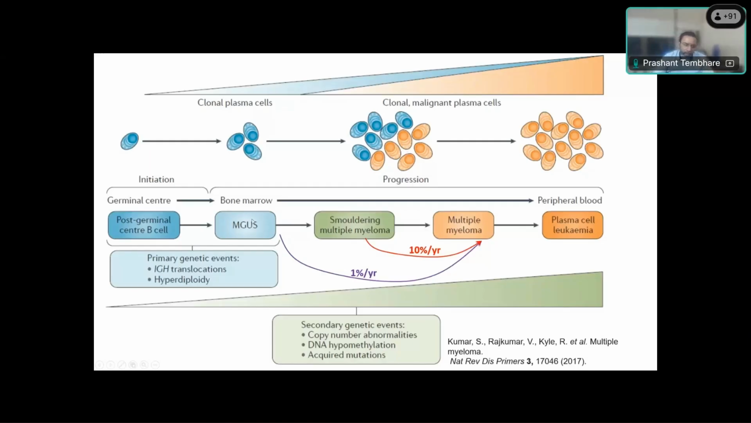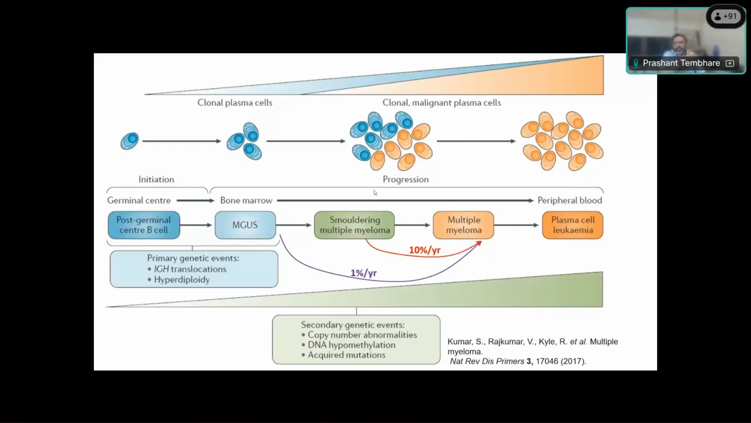Now, the progression rate of MGUS to multiple myeloma is 1% in a year. So one patient in a hundred with MGUS in a year can progress to multiple myeloma. But in Smoldering myeloma, it is 10%. So if a patient has Smoldering myeloma, there is a 10% chance to progress to multiple myeloma in 1 year. Usually secondary genetic events contribute to this progression, like copy number abnormalities, DNA hypermethylation, acquired mutations, and additional mutations, which are possibly considered responsible for it.